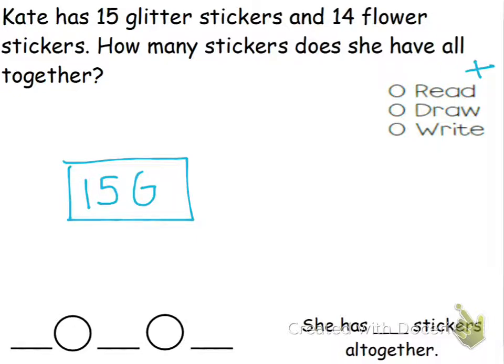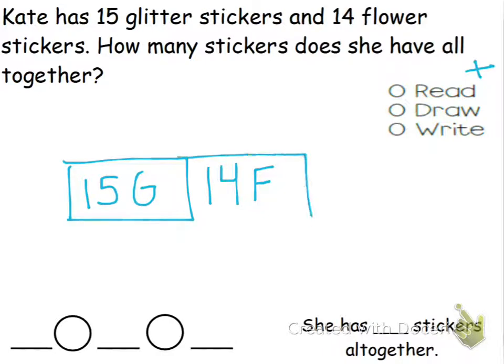In this case, we're trying to go a little bit away from the picture right now and just start using numbers. Now, of course, if you need to do a picture, you can. But it'd be a good idea to maybe just do quick tens and ones instead. Now, let's keep on going. And 14 flower stickers. Again, we're not going to draw 14 circles. We're just going to write the number 14 and put F for flower stickers.